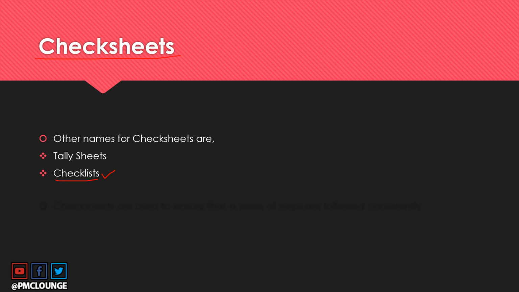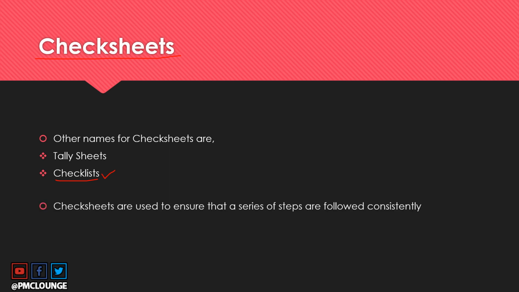We have our normal simple day-to-day to-do list that a lot of people actually maintain. And what we do there is basically we have a list of items that we want to work on, and as soon as we finish working on them, we start checking them off. So check sheets are used to ensure that a series of steps are followed consistently. A check sheet also has a series of items that you need to follow or work on. So this helps in keeping things on track. This helps in keeping things consistent.